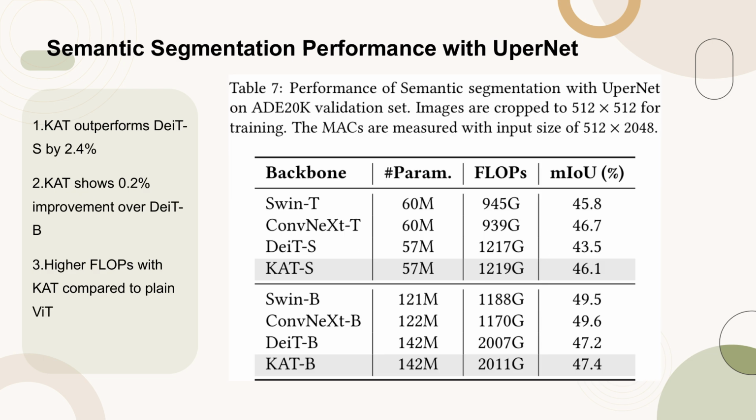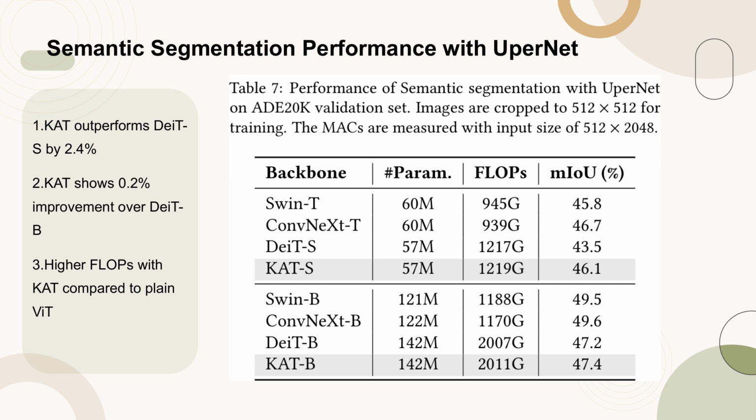Table 7 presents the performance of semantic segmentation using UperNet on the ADE20K validation set. The images were cropped to 512 by 512 for training, and the mIoU and FLOPs were measured with an input size of 512 by 2048. The table highlights that KT demonstrates a competitive improvement over plain ViT-based architectures. Specifically, KT achieves a 2.4% improvement over DeiT-S and a 0.2% improvement over DeiT-B.